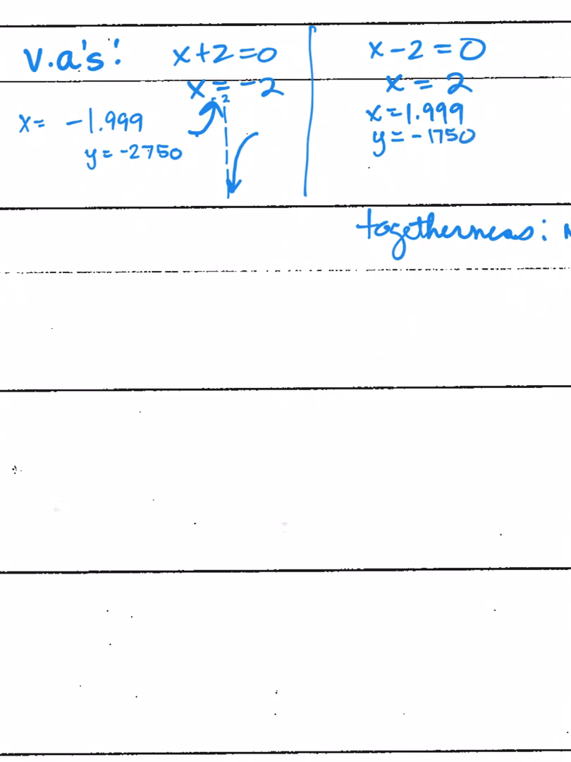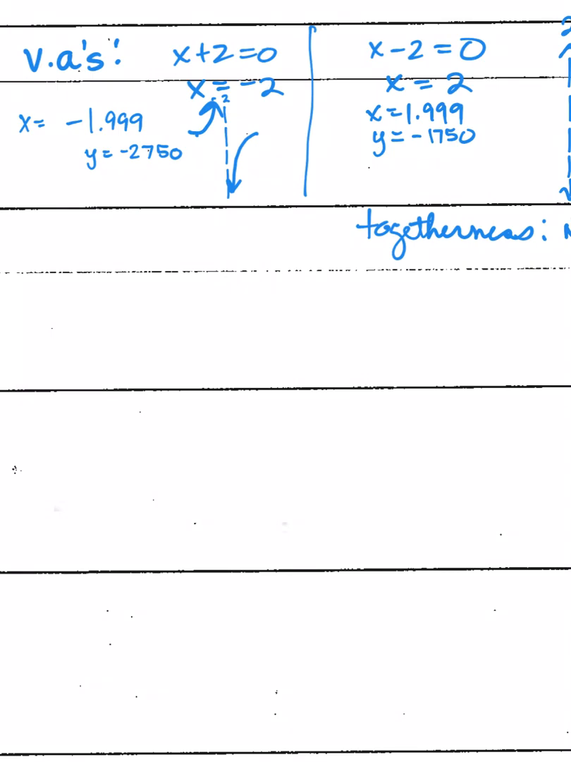Wow. Negative 1,750. So what did that tell me after all? Is that a vertical asymptote? Turns out, yeah, it is also a vertical asymptote. So this is at 2. Which direction is it going though? This is still helping us, isn't it?